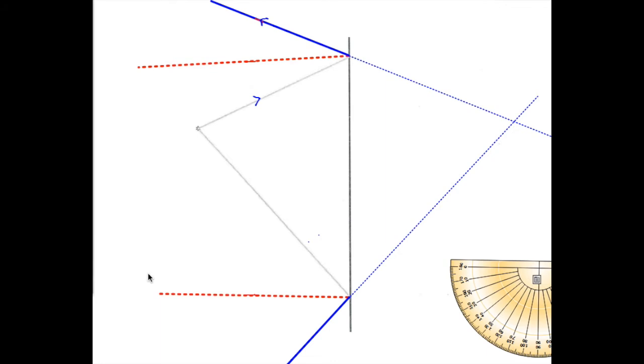So now I can tell where the image is. The image is where they cross. My brain tells me it saw something back here. That is a virtual image.